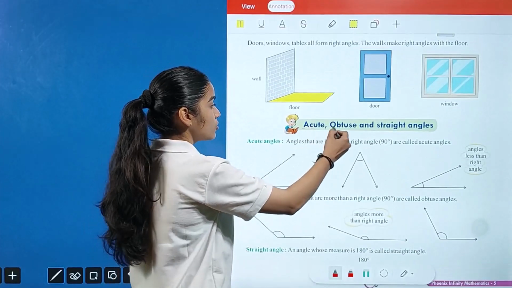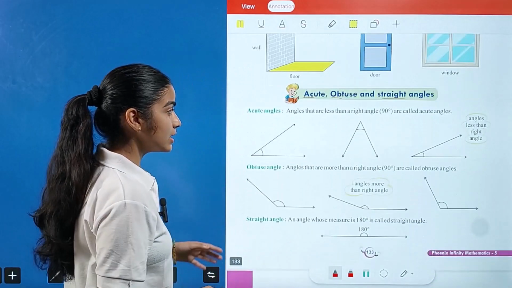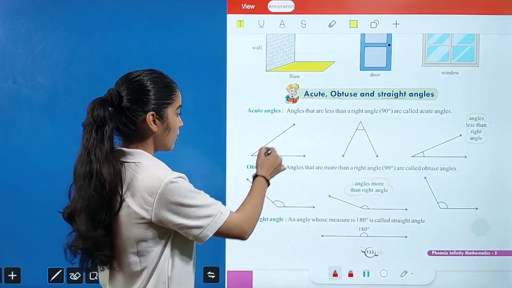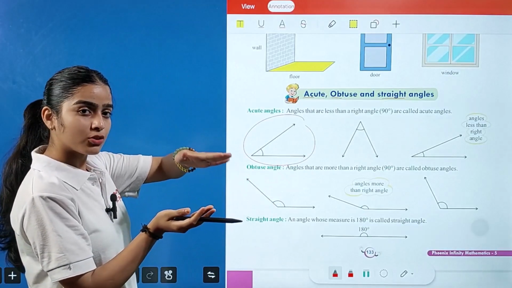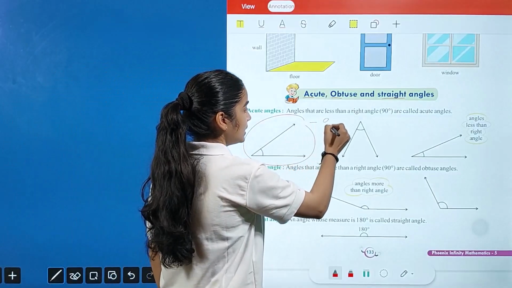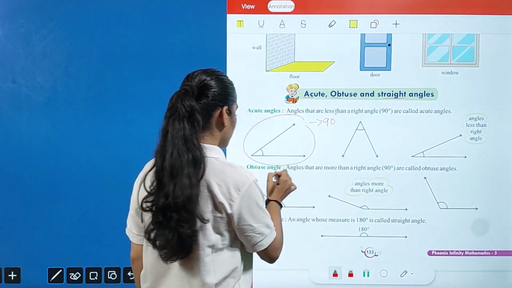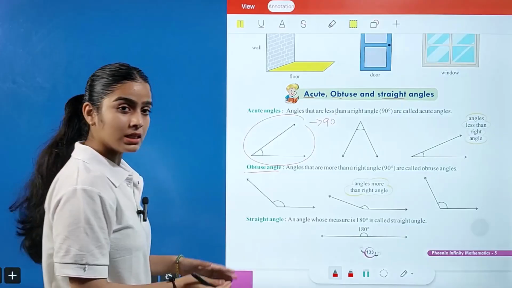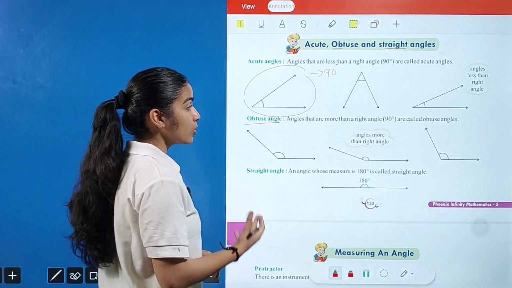Now we have acute, obtuse, and straight angles. Acute angles are those that are less than 90 degrees. So if you see this figure, that is a little bit shifted to this side. So this is your less than 90 degree angle. Okay. Next we have the obtuse angle. So the L is shifted towards the right hand side. That's why this is your obtuse angle, which is more than 90 degrees.